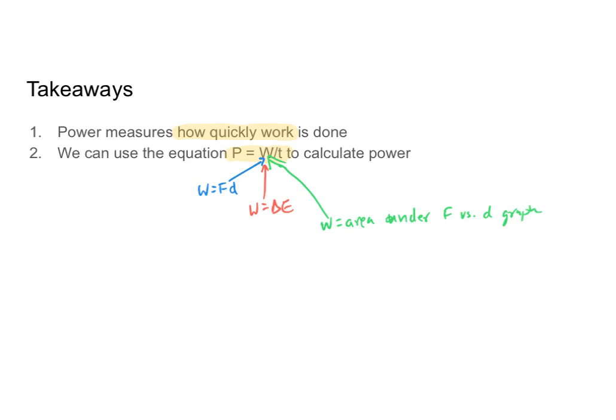In all three situations, finding work is often one of the most complicated parts of calculating power. Because we have our work, calculating our power is pretty easy to do. Just have to divide by our time.